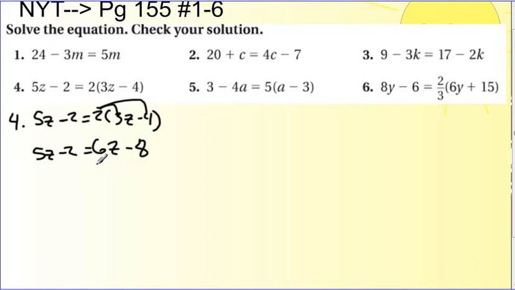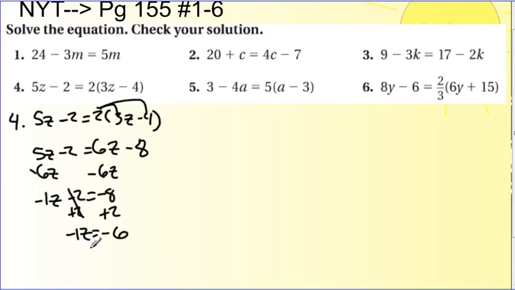I can get rid of this variable on this side because I've got 2 of them, so minus 6z, minus 6z. This gives us a negative 1z minus 2 equals negative 8. Plus 2 to get rid of the minus 2. And negative 8 plus 2 is a negative 6.